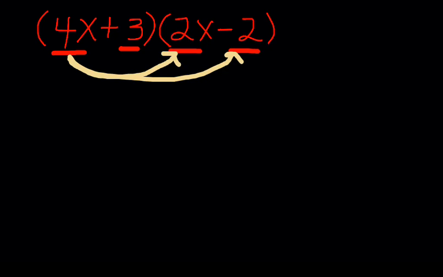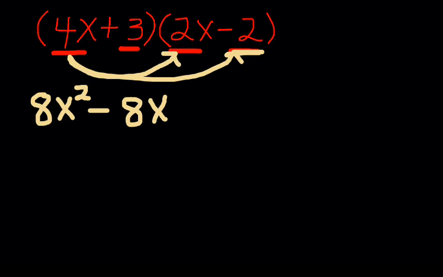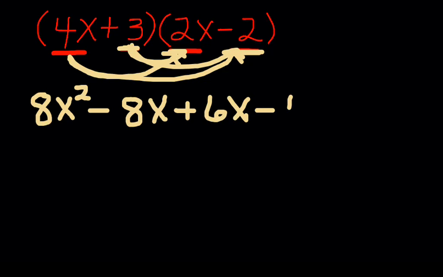So let's just start. 4x times 2x, 4 times 2, multiply the coefficients, and x times x, add the exponents. Remember, that's just a 1 and a 1, so that's x squared. And then we do 4x times negative 2, the second term over here. So that is negative 8x. Nothing to add to the x. Now we have to do the same thing with the plus 3. We're going to multiply it times 2x. 3 times 2 is 6x. And then 3 times negative 2 is negative 6.